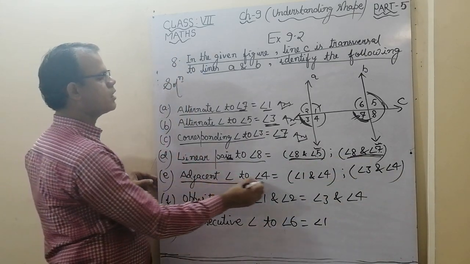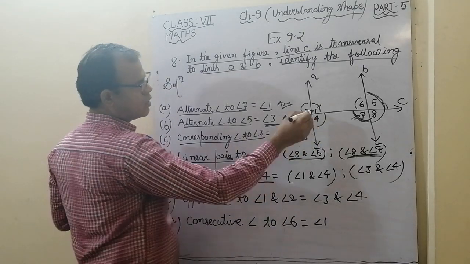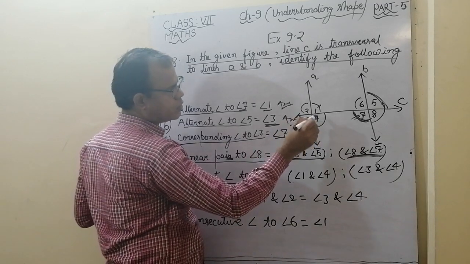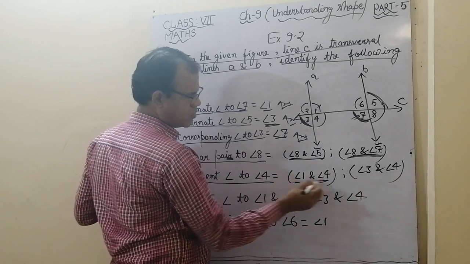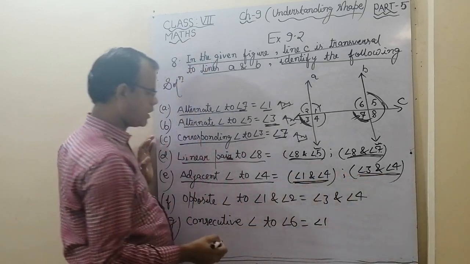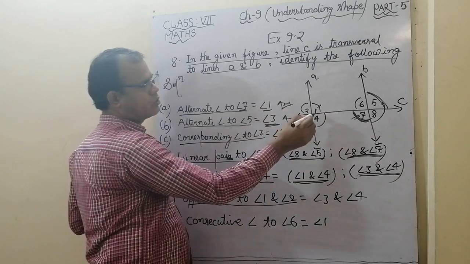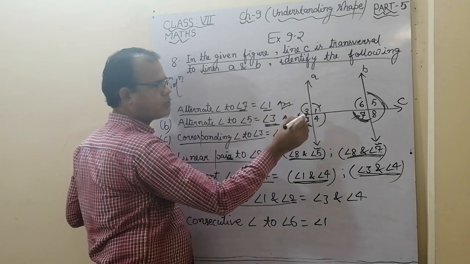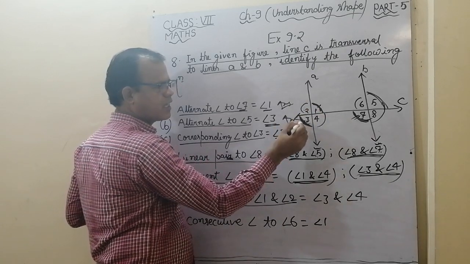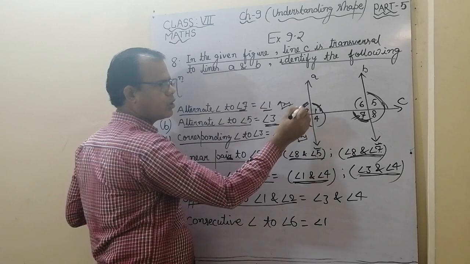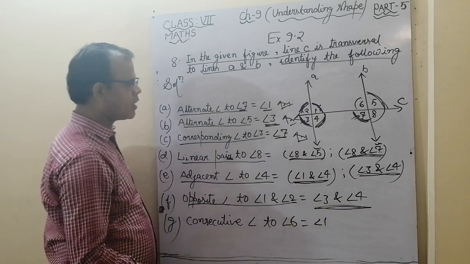Next, adjacent angle to angle 4. So look here, adjacent angles of angle 4 are angle 1 and angle 3. So angle 1 and angle 3 is the final answer. Next, opposite angles of angle 1 and 2. So look here, angle 1 and 2, we have to find out the opposite angle. The opposite angle of angle 1 is angle 3, and the opposite angle of angle 2 is angle 4. So angle 3 and 4 is the final answer.